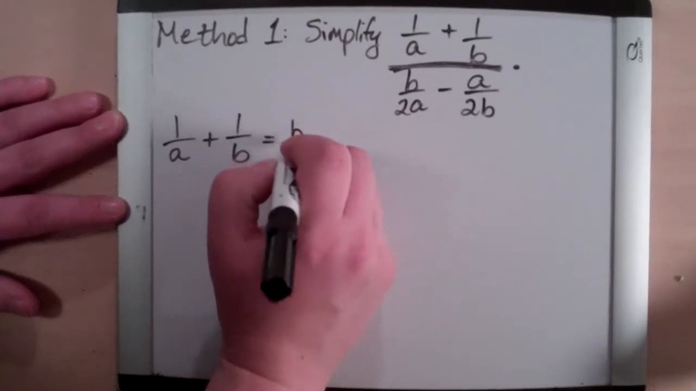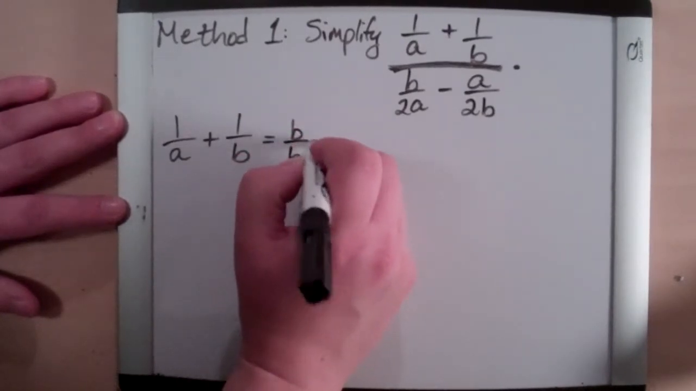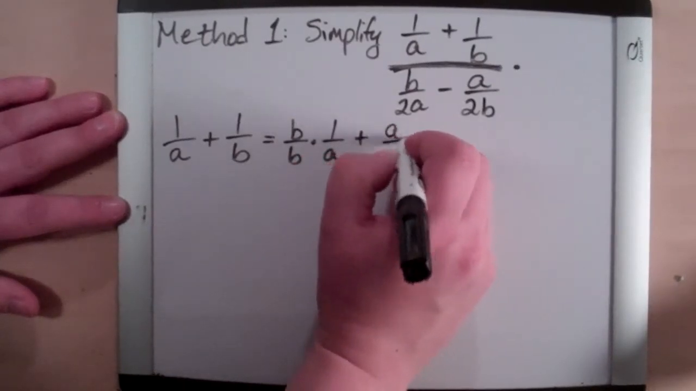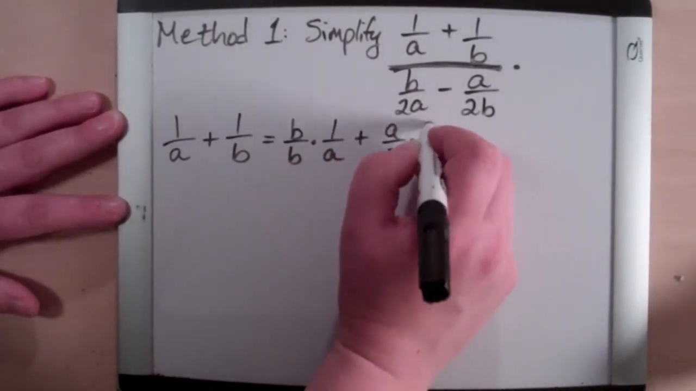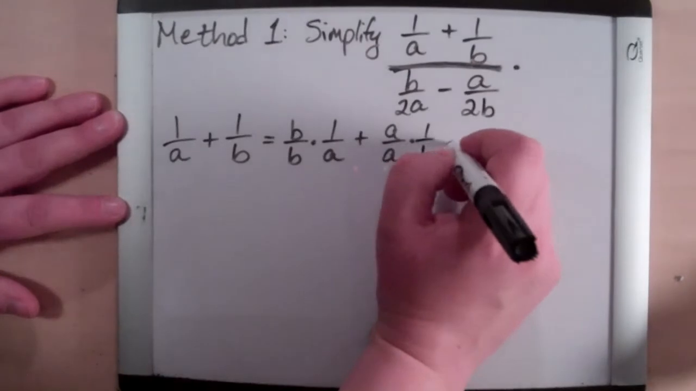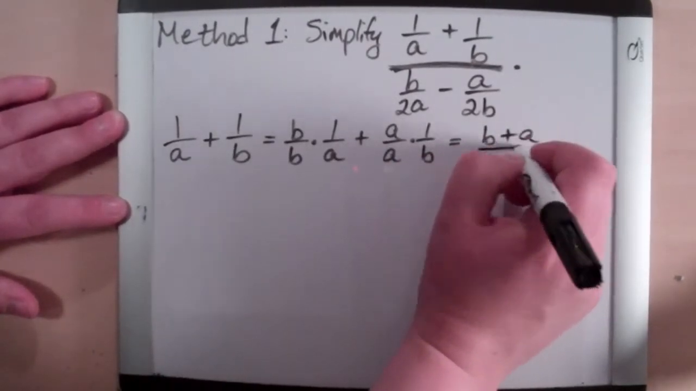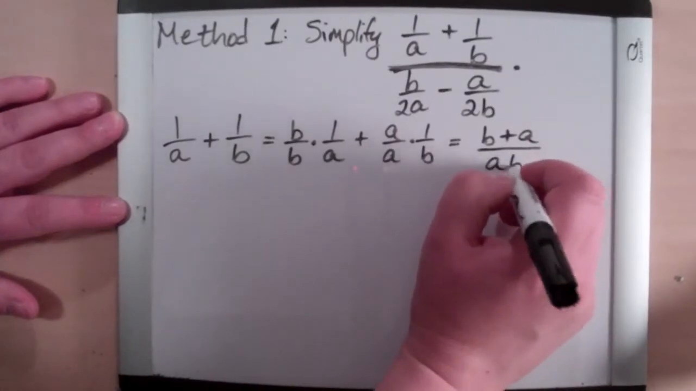I know I'm going to need b over b times the first fraction, and I'm going to need a over a times the second fraction. And when I work this out, I'll end up with b plus a over a times b.